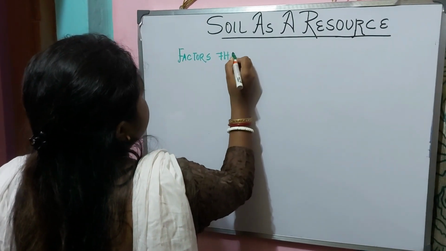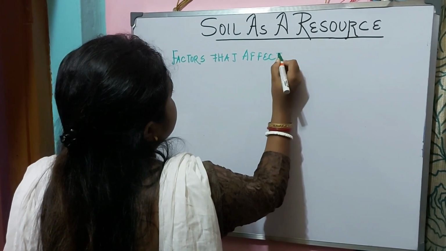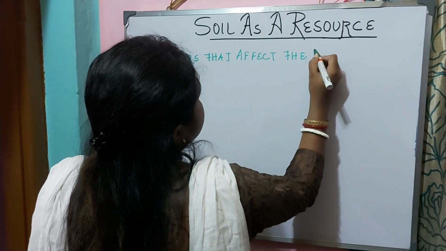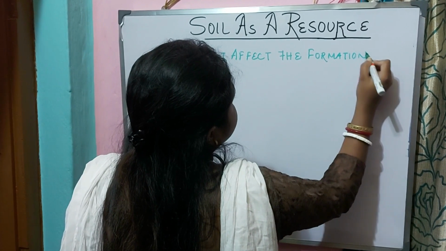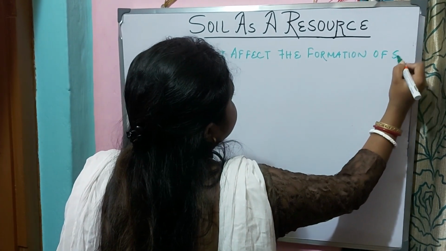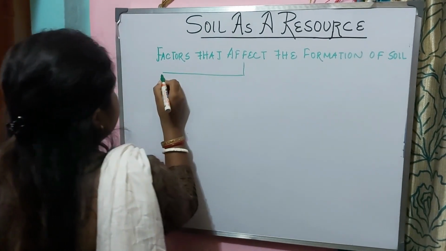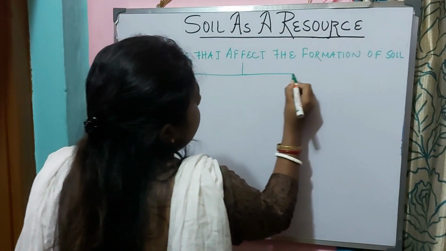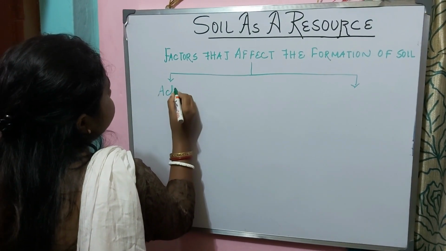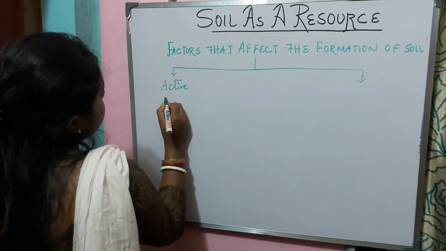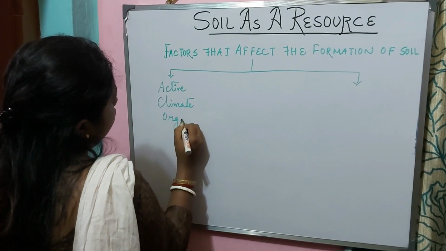The factors that affect the formation of soil. There are some active factors and some passive factors. What are the active factors? They are climate and organism.